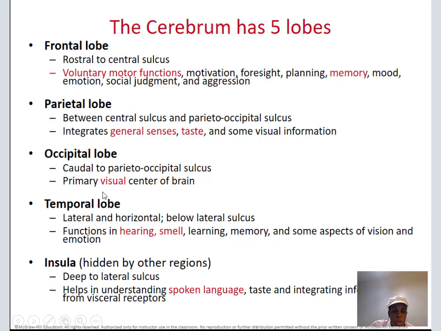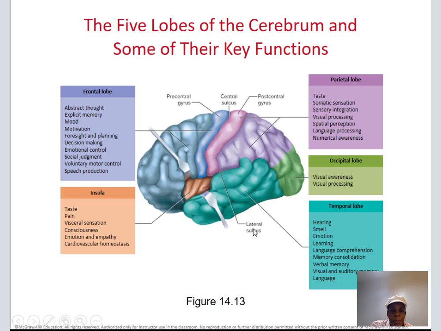Occipital, visual center, occipital visual. Temporal, hearing and smell. Also some learning, some memory. And then insula, it is hidden by other lobes, you don't see it usually, it's kind of inside. It's dealing with the spoken language, taste and integration of information from visual receptors, things inside the internal organs.